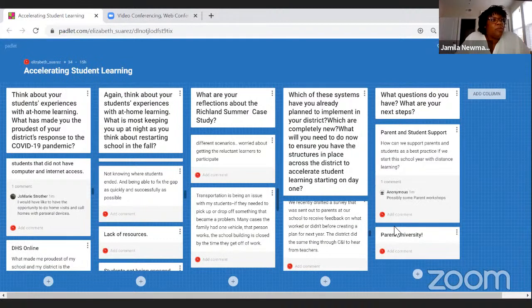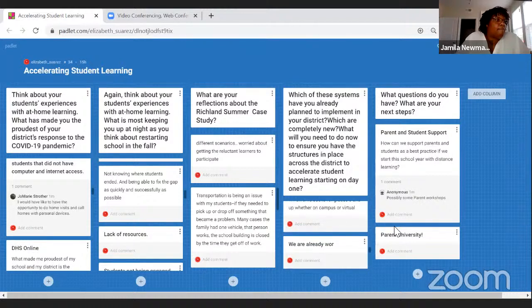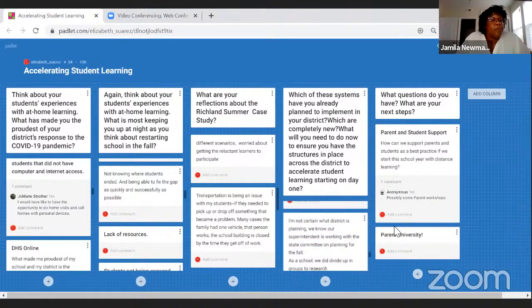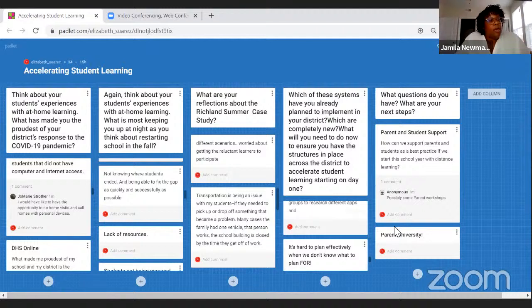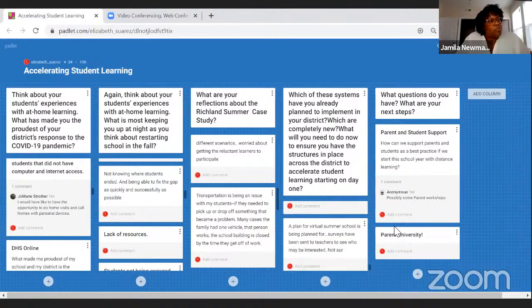Oh, and I love that some people have already talked about drafting surveys to get information from parents and families. And then people have really been prioritizing ensuring one-to-one technology options, both technology as well as broadband, in preparation for next year. Great.